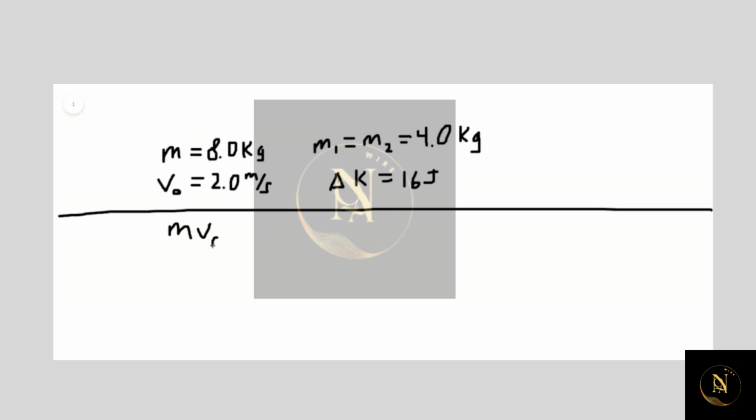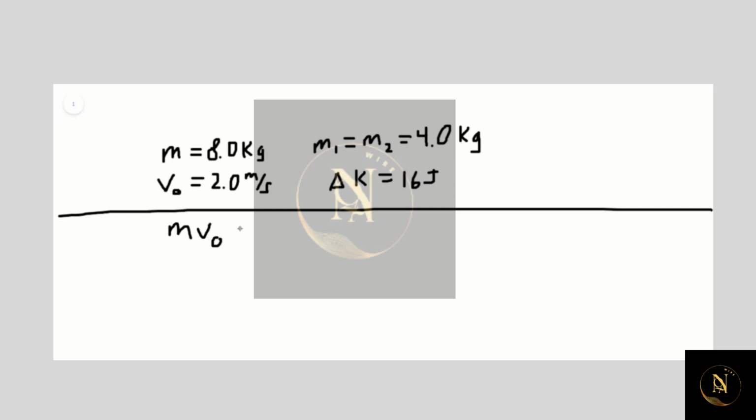So delta K is equal to 16 joules, and the initial velocity, which I call V0, is 2 meters per second. The forward part continues to move in the original direction of motion. What are the speeds of A, the rear part, and B, the forward part, if the forward part continues to move forward in the original direction of motion? So we're going to start out with conservation of energy.